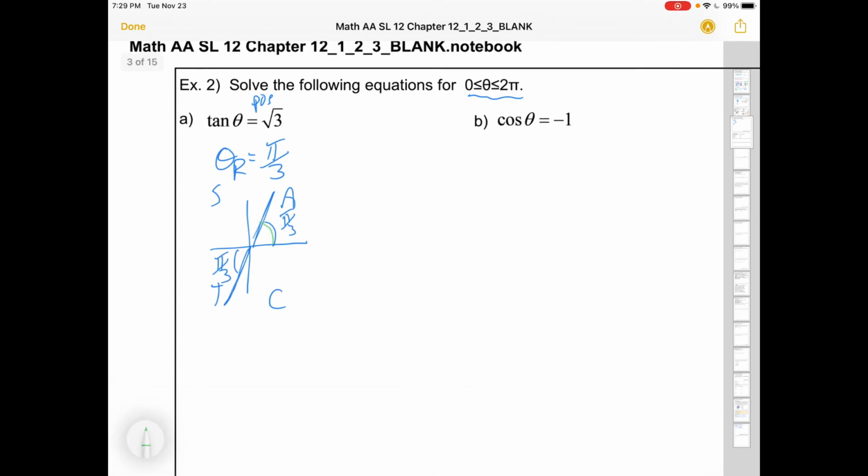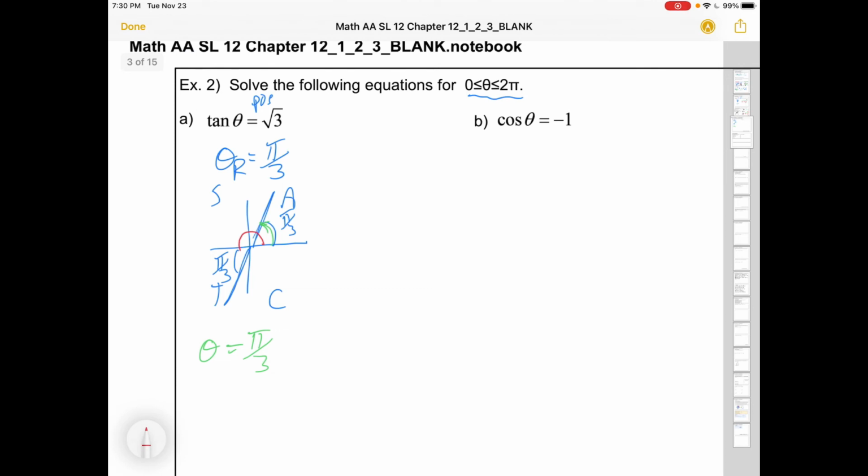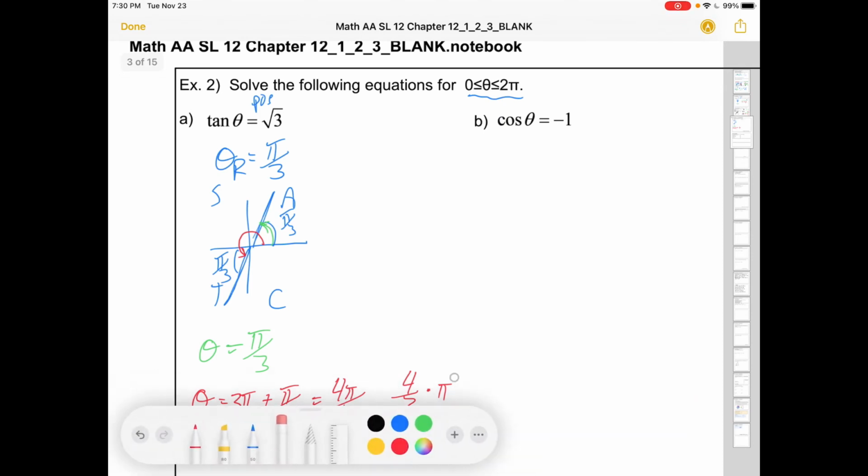And what are their measures in standard position? Well, the first one is going to be pi over 3. And the second one over here would be pi plus pi over 3. And again, I'll just have to go to a common denominator. We can do this. It's no big deal. And add them up. 3 pi plus 1 pi makes 4 pi over 3. This is the same as saying 4/3 times pi, but we'd prefer to see it as just an improper fraction.